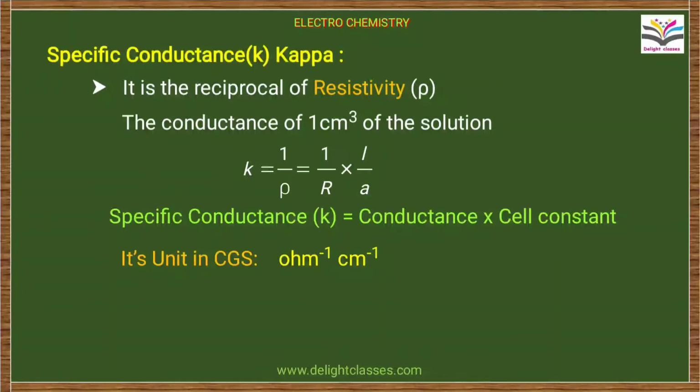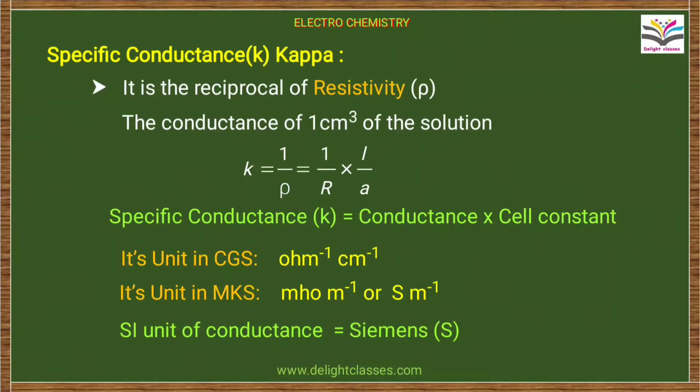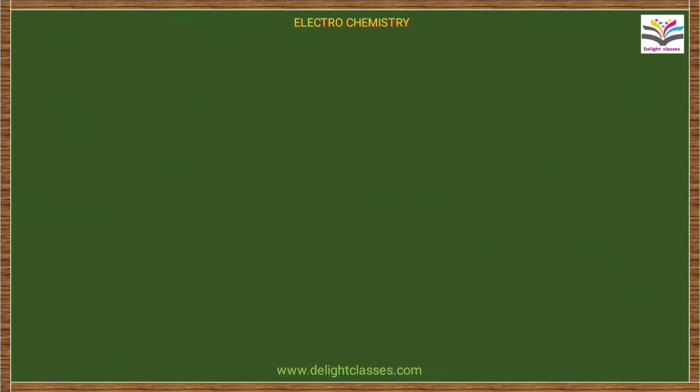In CGS, the unit is ohm inverse centimeter inverse. In MKS, mho meter inverse or Siemens meter inverse. SI unit of conductance is Siemens, S.